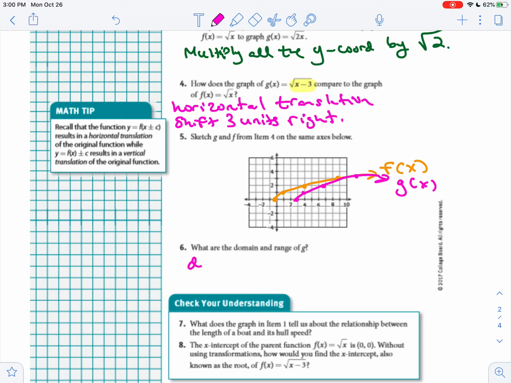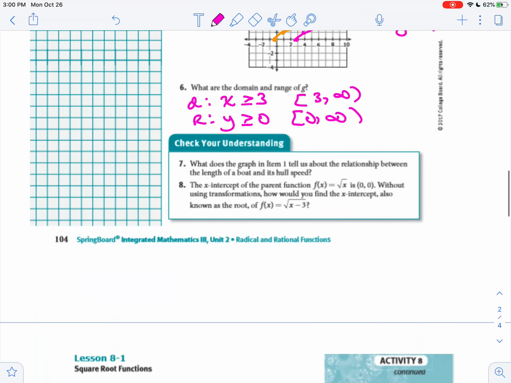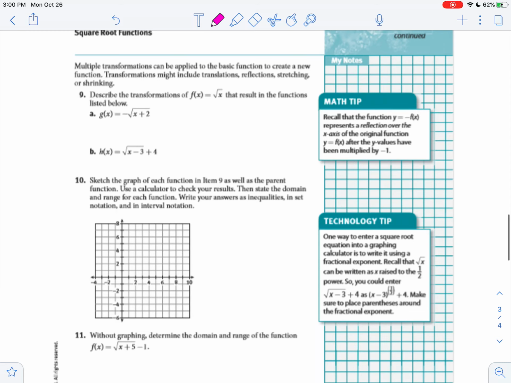Okay, now we can talk about domain and range, and this one just wants to know of g. So of my g function, my domain, you can see, starts with all the x's greater than or equal to 3, because it got shifted to the right 3 units, or in interval notation, 3 to infinity. And then our range, the y's, are still starting at 0, so greater than or equal to 0, or 0 to infinity.